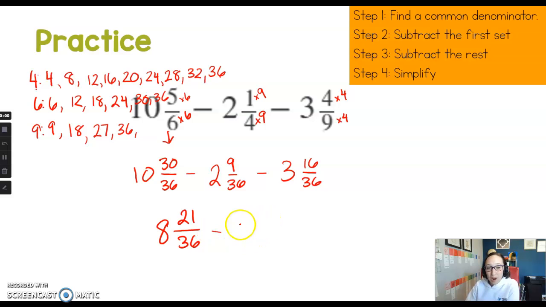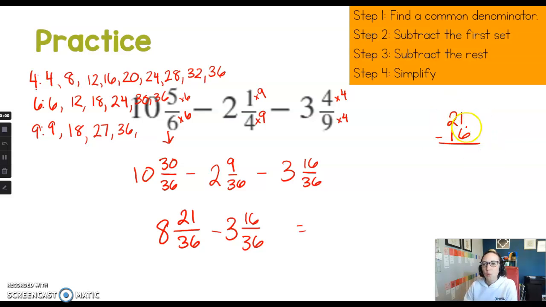Okay, let's subtract 3 and 16/36. I'm going to say 3 and 16/36. Okay, start with our fraction first. We go, okay, 21 minus 16. I don't know what that is off the top of my head, so I'm going to write it down.